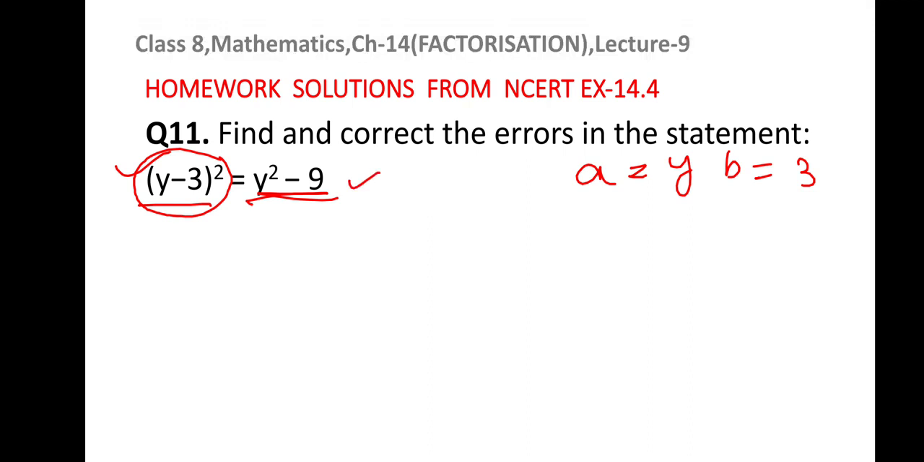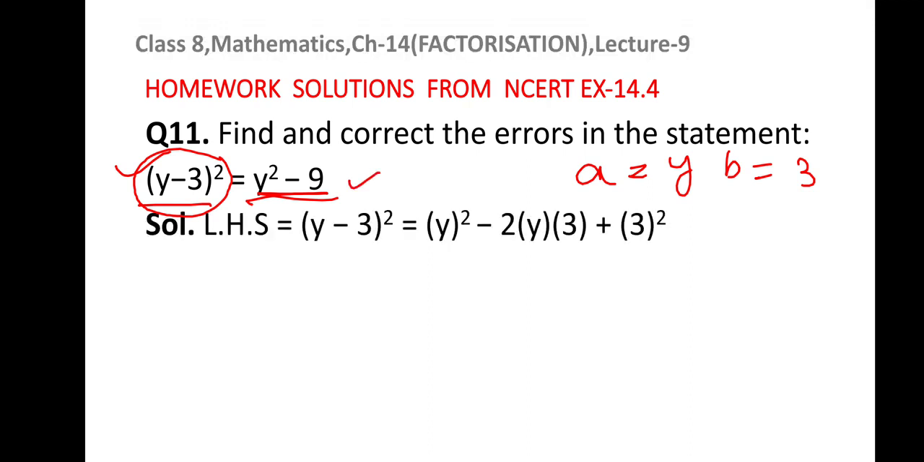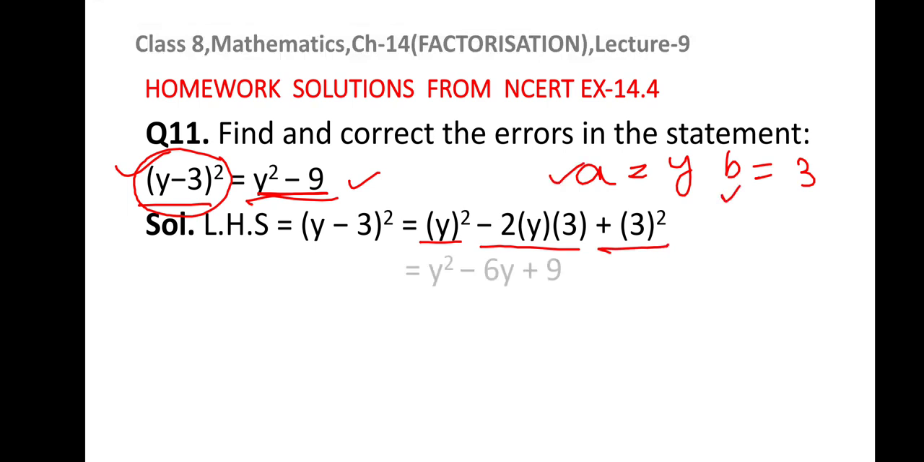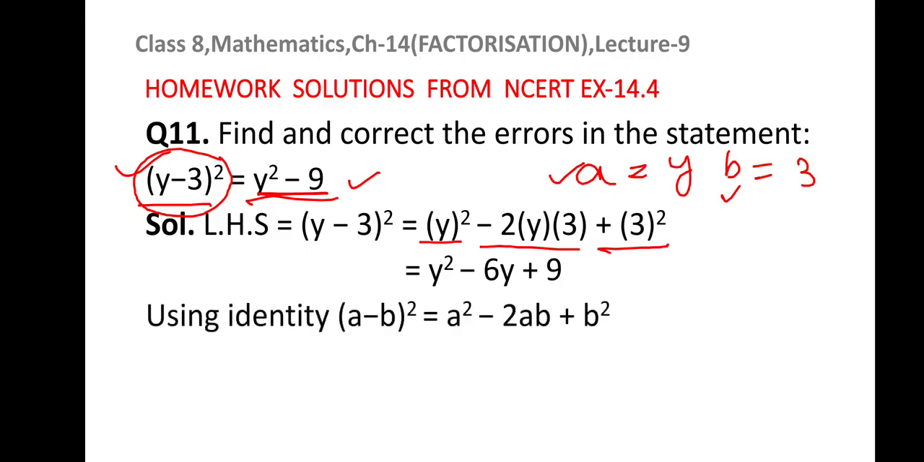So let us see now. (y − 3)² is equal to y² − 2y into 3 + 3², that is a² − 2ab + b², where a is y and b is 3. So what is it equal to now? y² − 6y + 9. So using identity number 2 we have solved this, and now the left-hand side is not equal to the right-hand side.